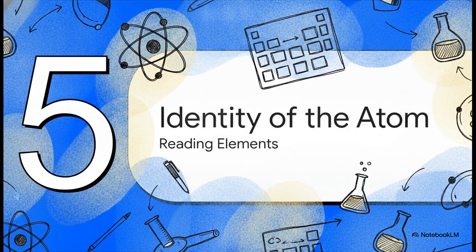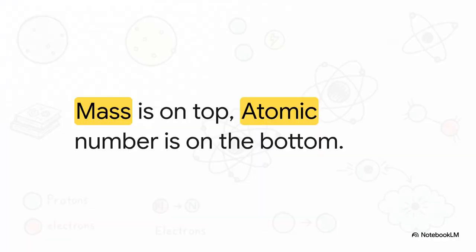Chapter 5, Identity of the Atom. Now that we've mapped out the entire anatomy of the atom, let's talk about how we actually use this information. Like, how do we read, label, and identify these atoms in modern science? To make sure a scientist in the US and a scientist in India are speaking the exact same chemical language, we use the IUPAC standard notation.